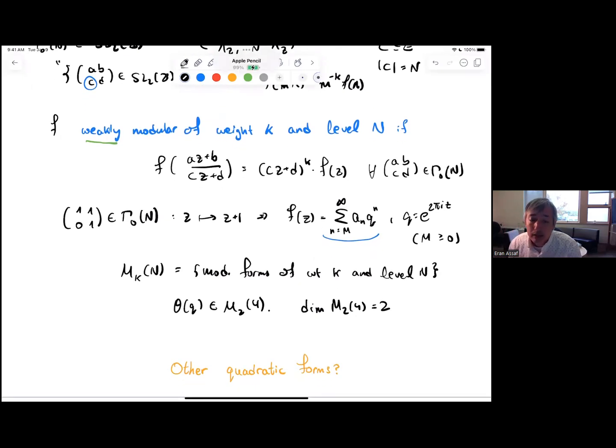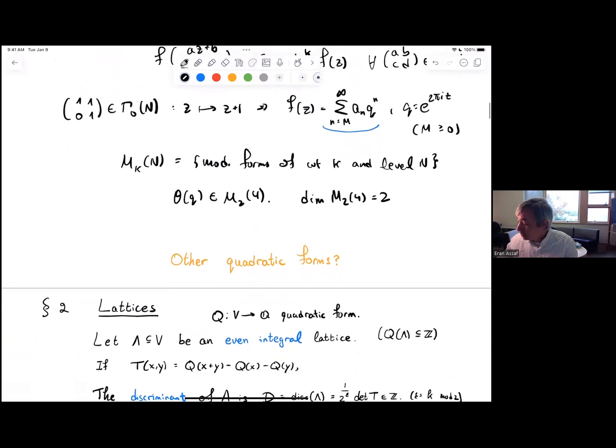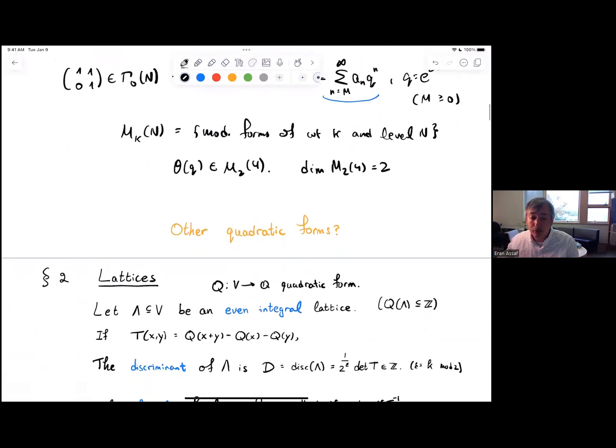Okay. Once we've done that, we can ask ourselves, okay, this is a sum of 4 squares, but there are many other quadratic forms. How can we do that with other quadratic forms? Well, I'll have to introduce some terminology for dealing with quadratic forms in general, but we will see that kind of the same path works.